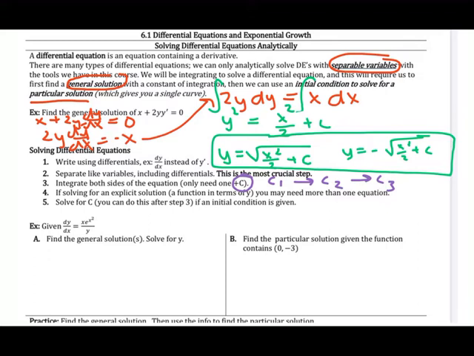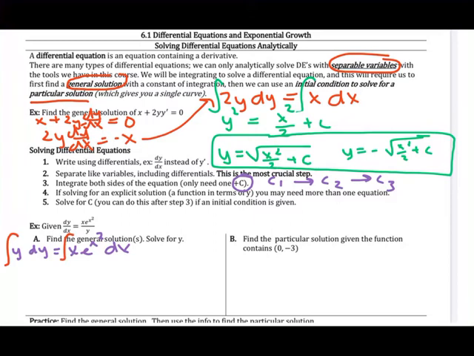Then if you are given an initial condition, you can actually find the particular solution. So when we still have a plus c, that's our general solution, and when we can solve for that c value, that is our particular solution. So let's look at example A down here. So first thing I want to do is I want all my y's on one side, so I'm going to multiply both sides by y. And I'm going to multiply both sides by x. So I get all of my x's on the right and all of my y's on the left.